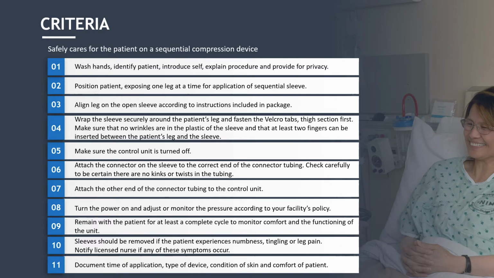9. Remain with the patient for at least a complete cycle to monitor comfort and the functioning of the unit. 10. Sleeves should be removed if the patient experiences numbness, tingling, or leg pain. Notify the licensed nurse if any of these symptoms occur. 11. Document time of application, type of device, condition of skin, and comfort of patient.